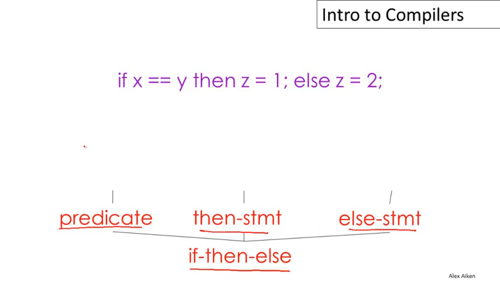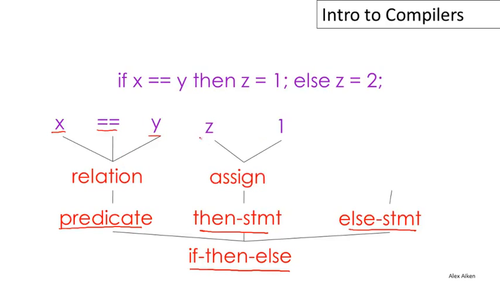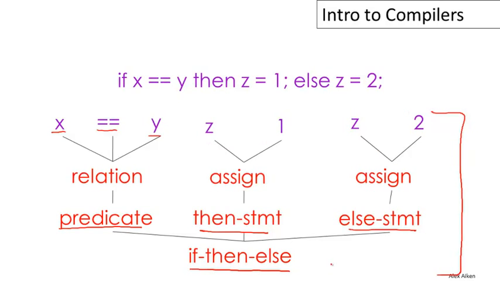And now let's look at the predicate, which consists of 3 pieces. There's a variable, a comparison operator, and another variable. And together those form a relation. So the comparison between 2 things is one of the things you can have as a valid predicate. Similarly, the then statement consists of an assignment where z gets 1, and the else statement also has the form of an assignment, z gets 2. And altogether, this is a parse tree of the if-then-else, showing its structure, breaking it up into its constituent pieces.